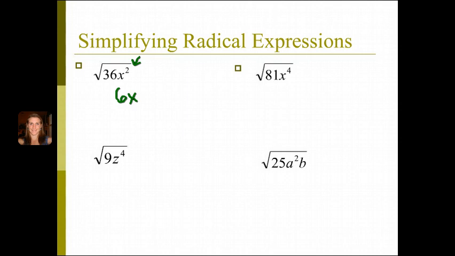For the one below that, the square root of 9 is 3, and the square root of z to the fourth is z squared. Okay? The square root of 81 is 9. The square root of x to the fourth is x squared. And the square root of 25 is 5. The square root of a squared is a. And we do not have a square root for b, so we keep that under the radical sign.